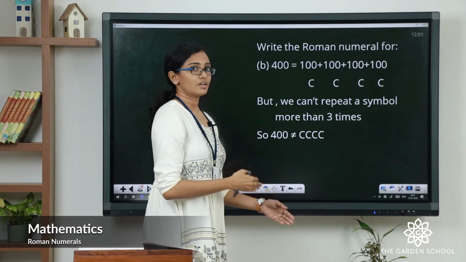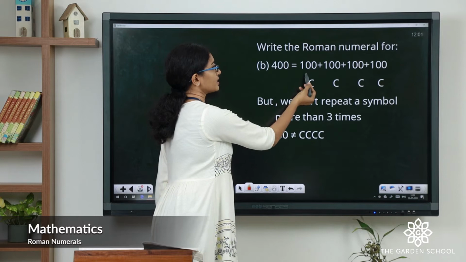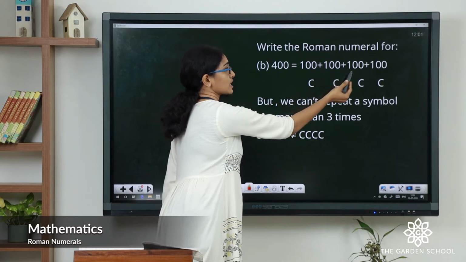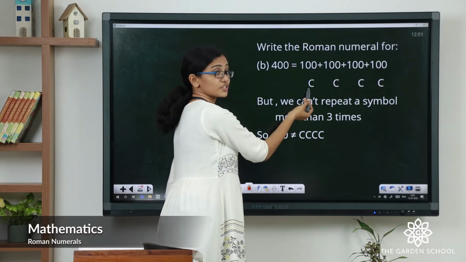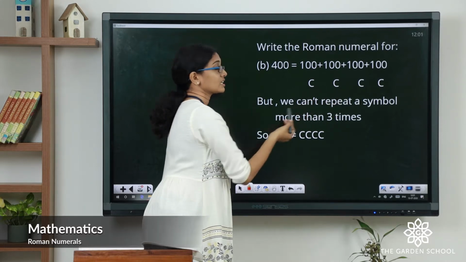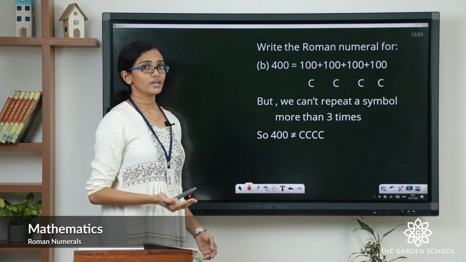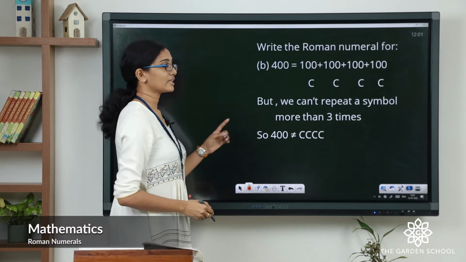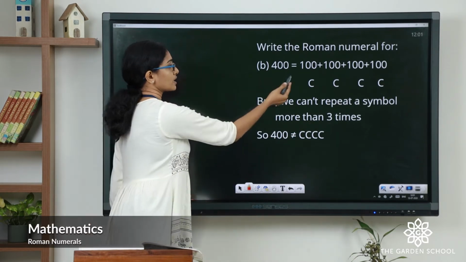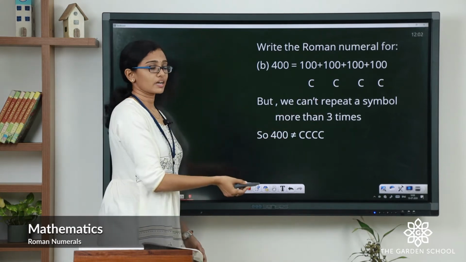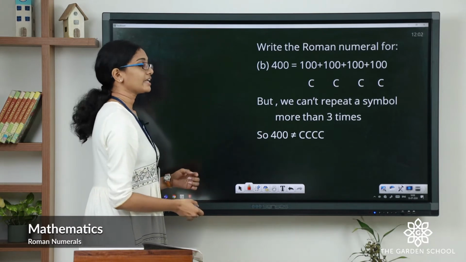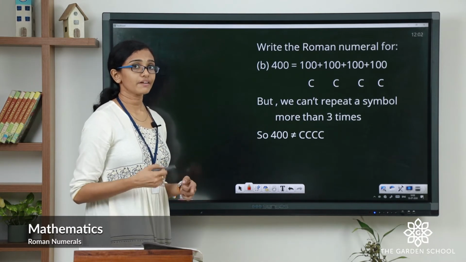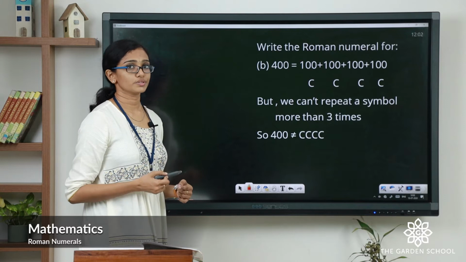400. Let's split 400. 400 equals 100 plus 100 plus 100 plus 100. So, each 100 is represented by C. But, like we said earlier, we cannot use the same symbol more than 3 times. So, can we write 400 as this? No, we cannot write 400 as CCCC. Then how do we represent 400? That we will see once we learn the other rules as well.